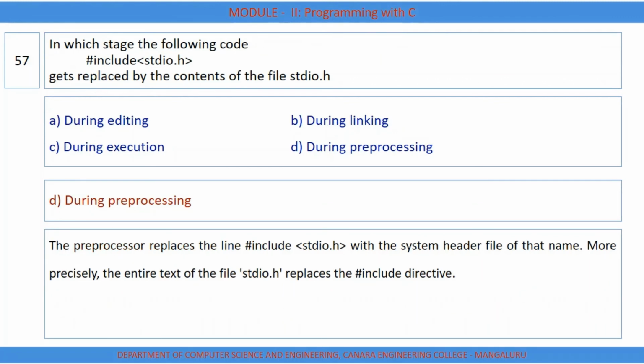In which stage does the following code, hash include stdio.h, get replaced by the content of the file stdio.h? Option A, during editing. Option B, during linking. Option C, during execution. Option D, during preprocessing. Answer is option D, during preprocessing. During preprocessing, the preprocessor replaces the line hash include stdio.h with the system header file of that name.